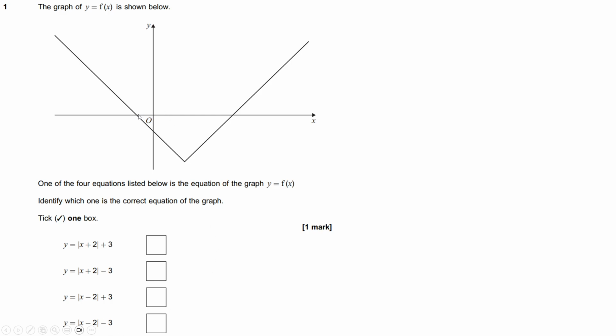But if it's being shifted 2 to the right, that means the x becomes an x minus 2. If you just remember your transformations from GCSEs, it becomes f of x minus 2 inside of the brackets. And then outside of the brackets, because we're shifting down, we'd subtract 3. So this would be the answer.